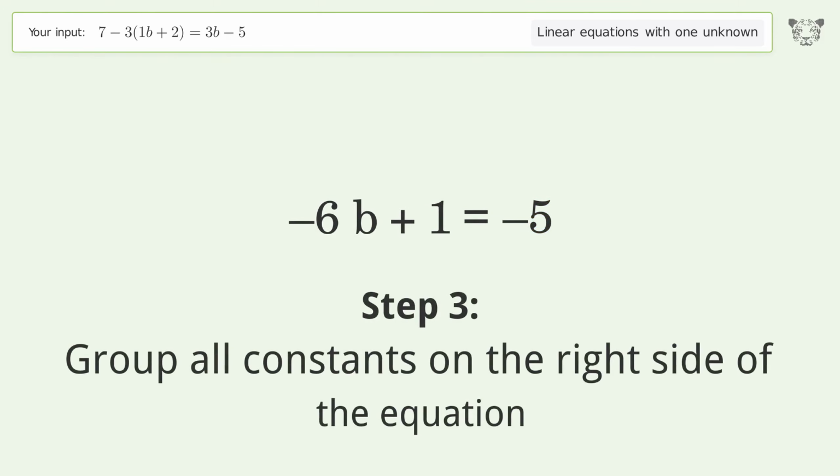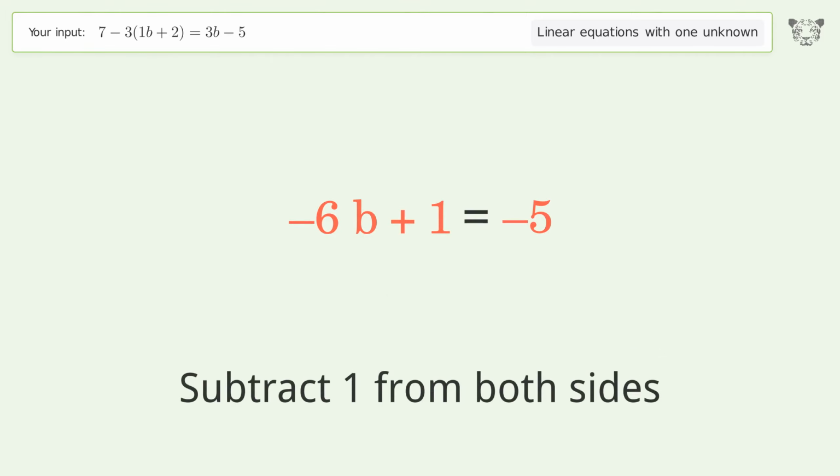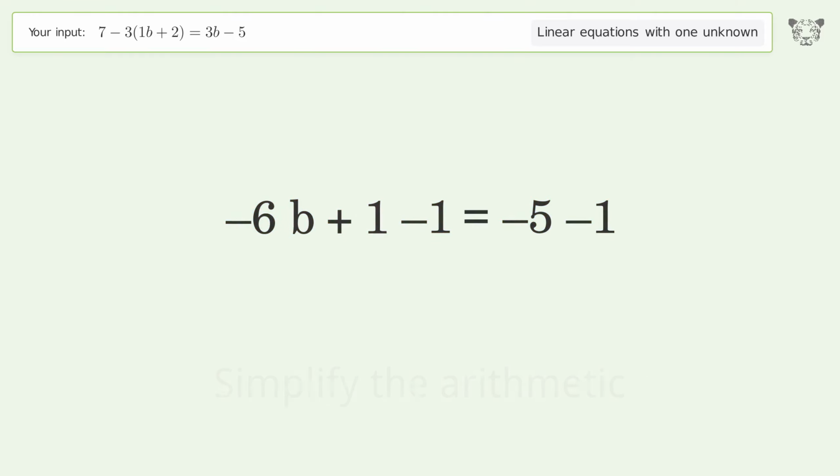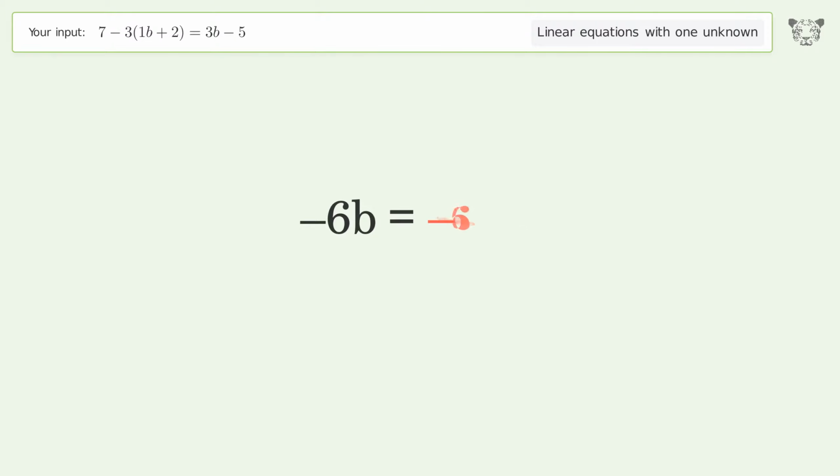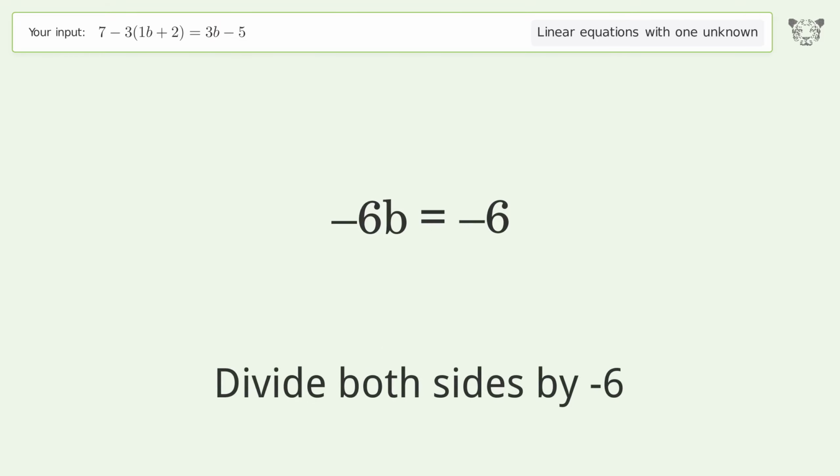Group all constants on the right side of the equation. Subtract 1 from both sides. Simplify the arithmetic. Isolate the b. Divide both sides by -6.